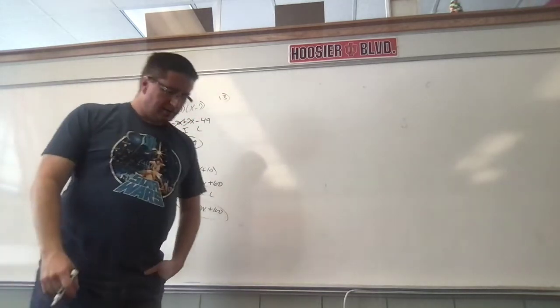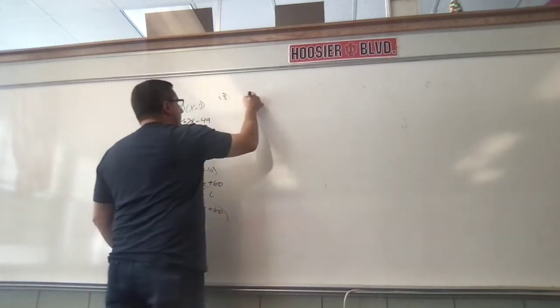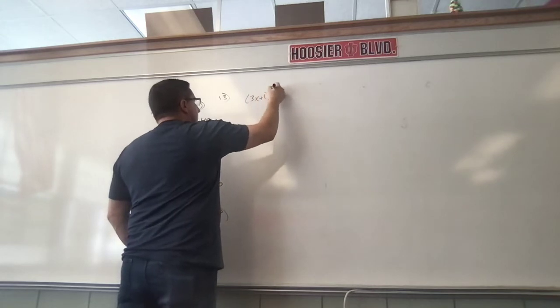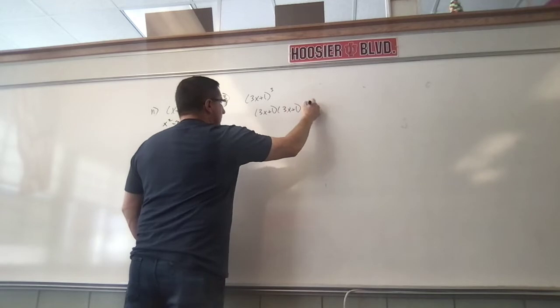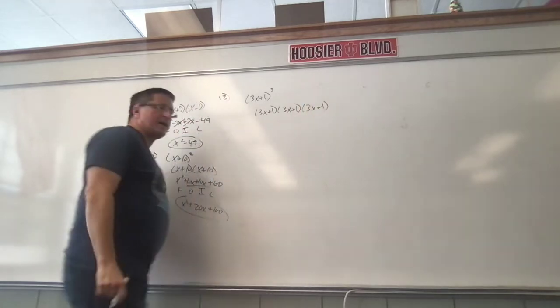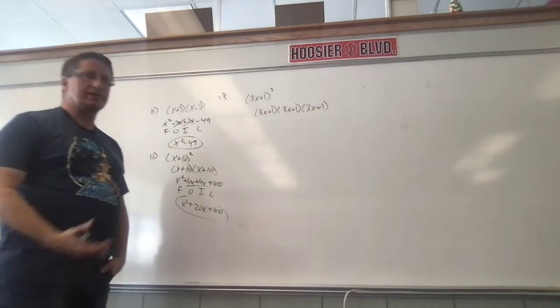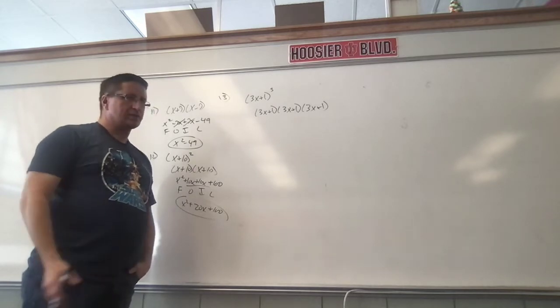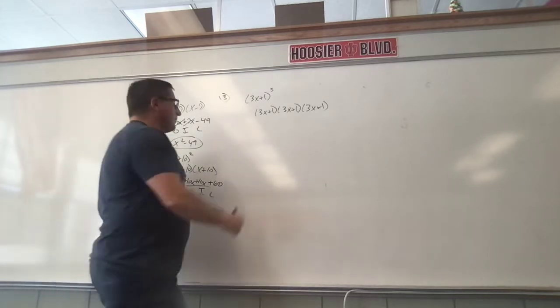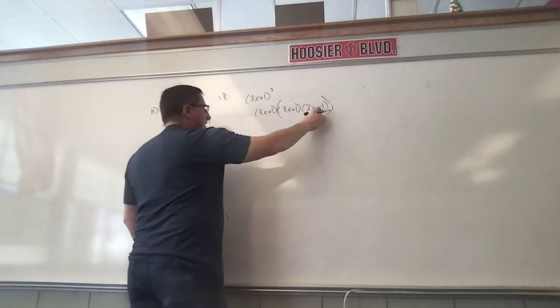13. Multiply 3x plus 1 cubed. Well, that means 3x plus 1 times 3x plus 1 times 3x plus 1. It doesn't say you have to use Pascal's triangle. Question 14 says you need to use Pascal's triangle. If you want to use it, you can. I'll show you how to use Pascal's triangle in the next problem. But for right now, we're going to multiply these two together first and then multiply our answer by the third.